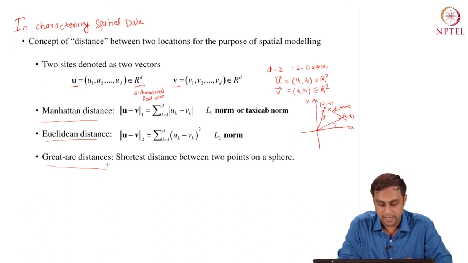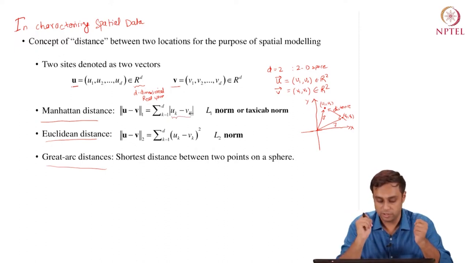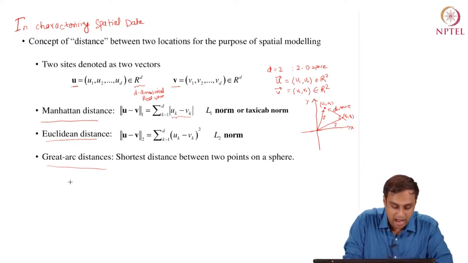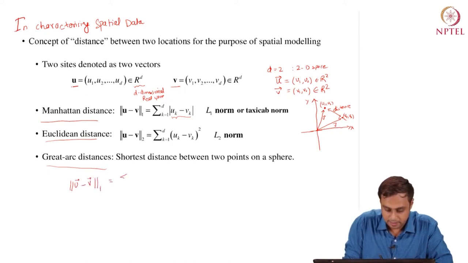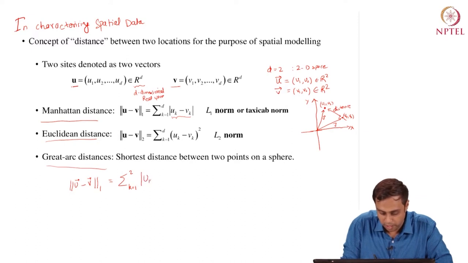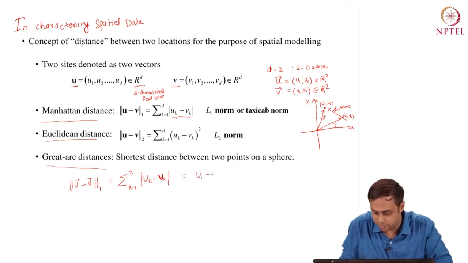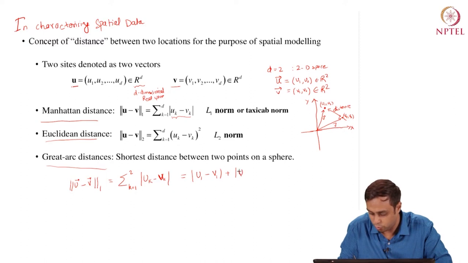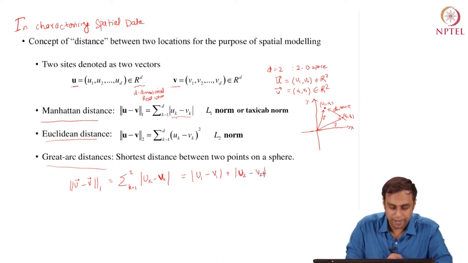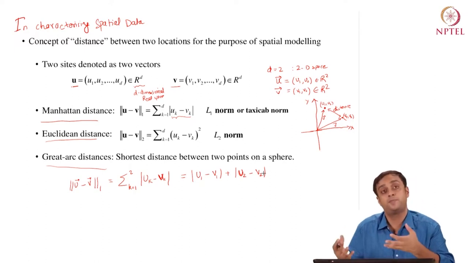So the Manhattan distance is nothing but a summation of the absolute difference of each coordinate value at these locations. So for our example, the Manhattan distance between u and v will be given as the summation k equals 1 to 2 of the absolute difference between uk and vk, which is nothing but the absolute difference between u1 and v1 plus the absolute difference between u2 and v2.